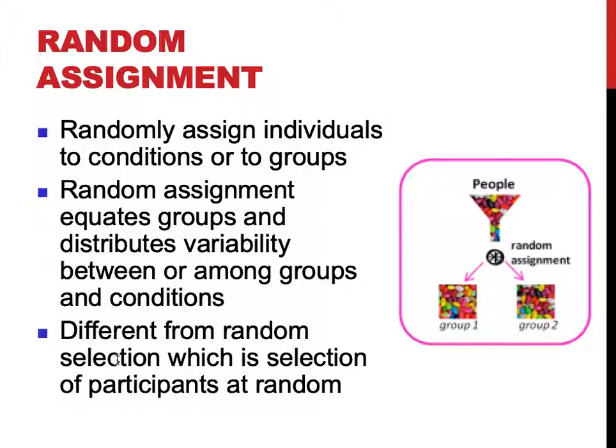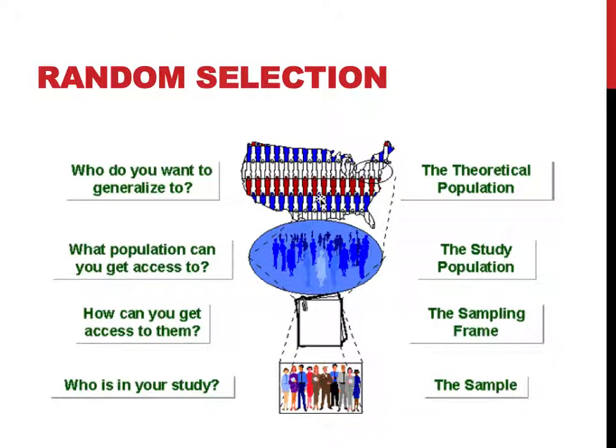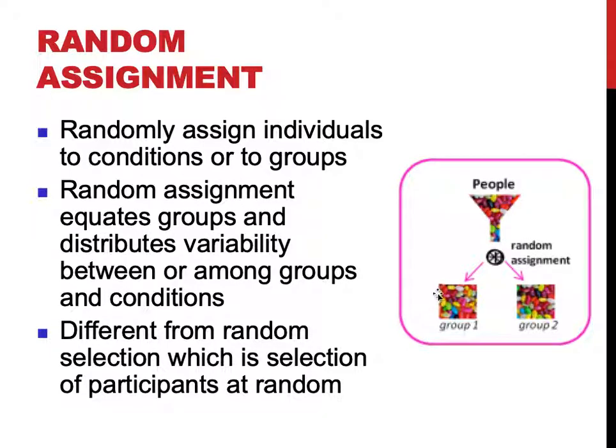So of course, this is different from random selection, which is selection of participants at random. So just to debrief, I start with this group of people. I randomly select who's going to be in my study. Once they're in my study, I randomly assign them to one of 2 groups. Take a minute to read over this, make sure you understand this concept. It will come back on our exam, and you will also need it to understand our next video, which is going to be looking at the differences between experimental and quasi-experimental designs. I'll see you guys there.